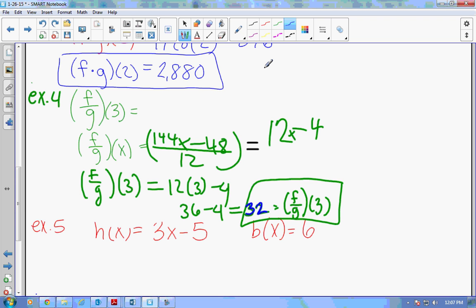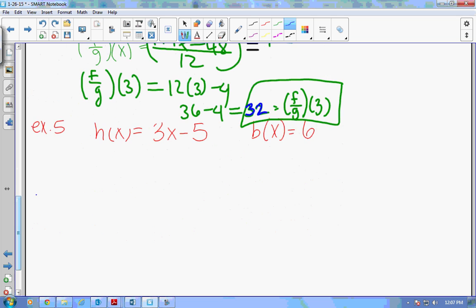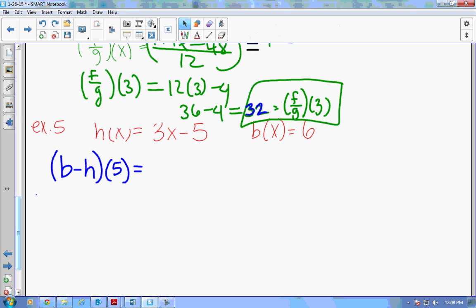Okay? One last problem, but I'm going to change it up. Different functions. H is 3x minus 5, and b is 6. Okay? We're going to do b minus h of 5. Okay, try that on your own, please. Raise your hand when you think you have the correct answer, and I'll come check.